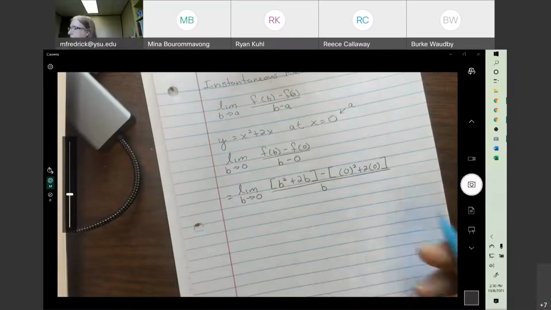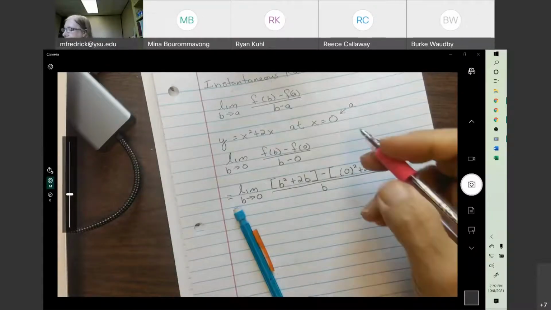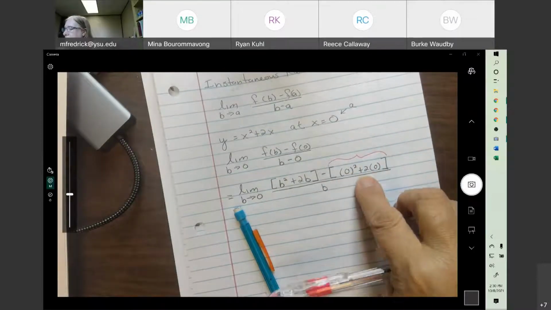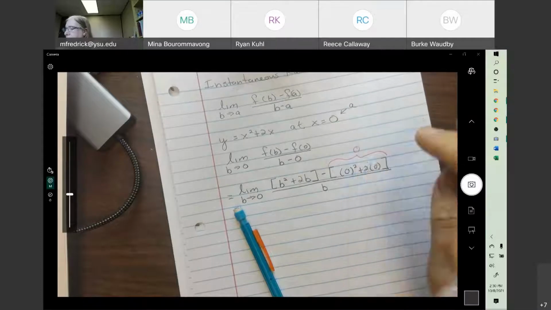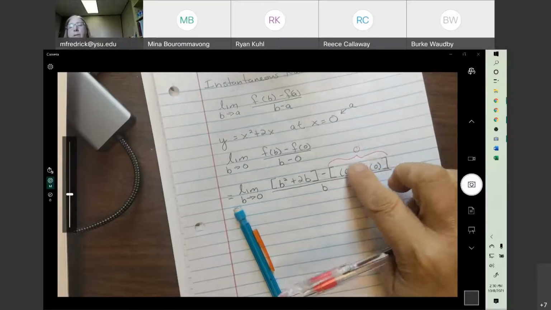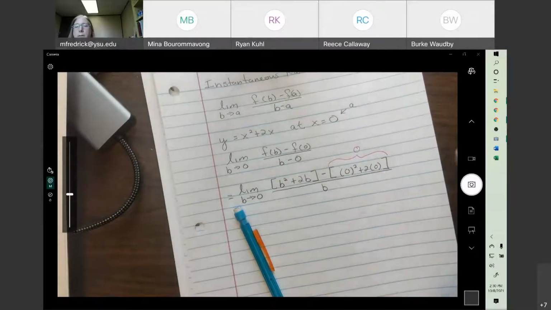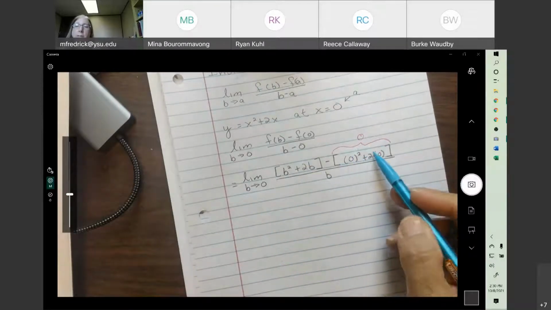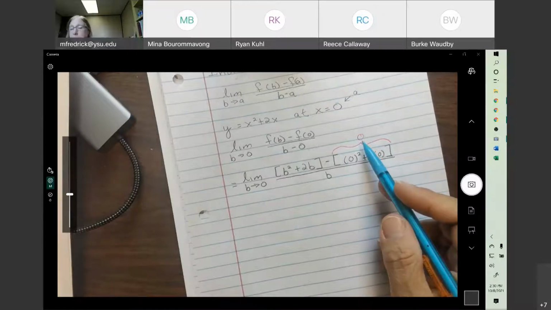Okay. Now notice if we calculate this, 0 squared plus 2 times 0 is just 0. So this part drops out. So we can just drop that out because it's 0. If there was a number there, we would keep it.